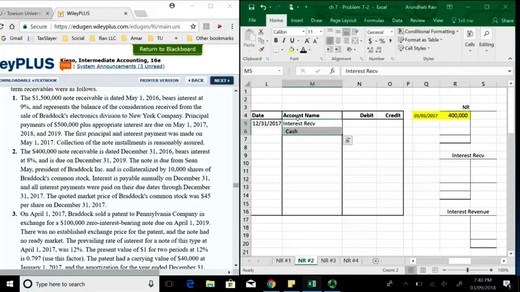So my journal entry is interest receivable debit. Apologies, my journal entry over here is cash debit, interest revenue credit, and it's $400,000 times 8% for the full year, and that will be $32,000. This $32,000 is interest revenue. The full amount was received in cash, so interest receivable, I didn't even need to open this T account. I just have that over here to be consistent with the other exercises.